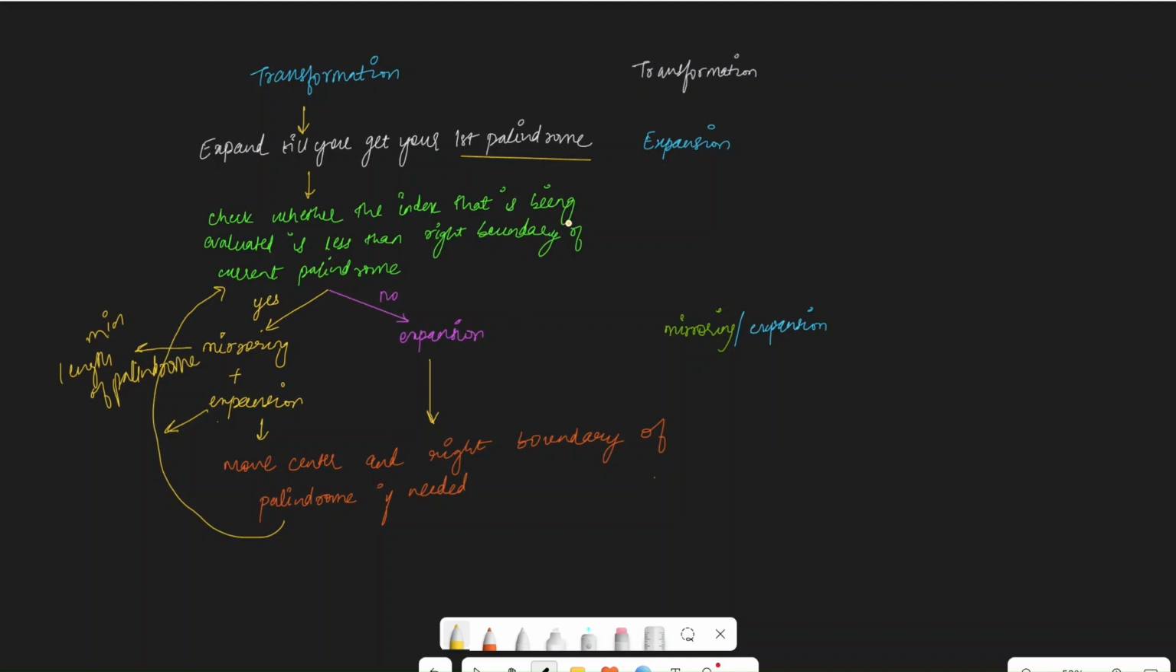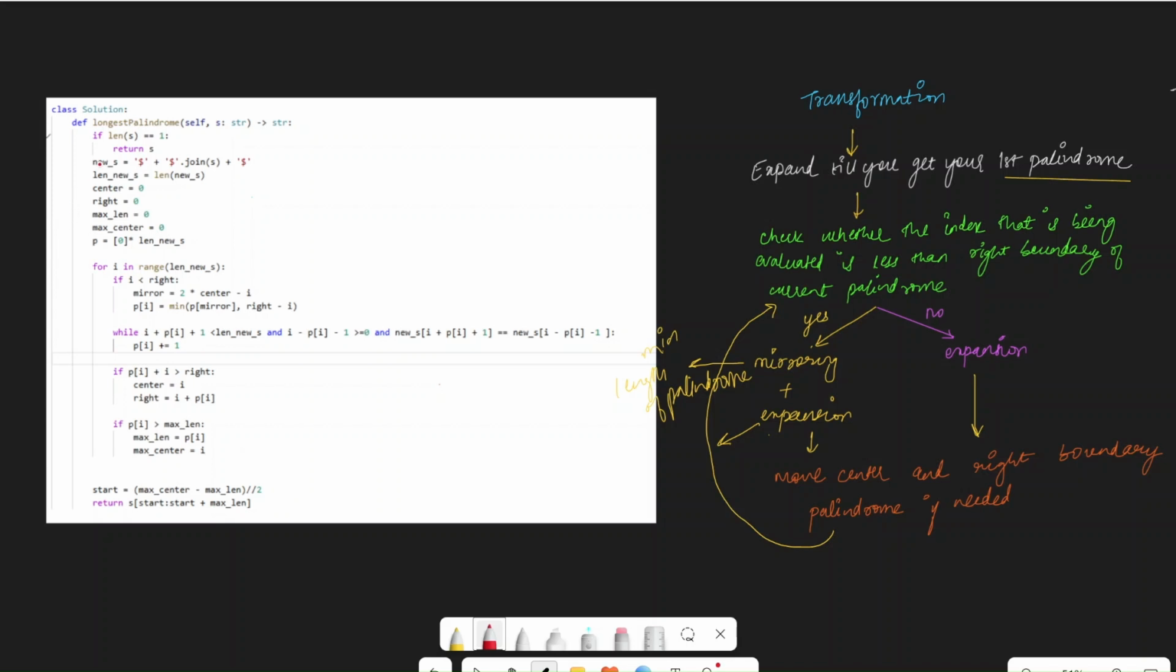This is the flow, and I'm going to replicate this flow in the code. Let's look at that. Now let us look at the code. First, here what we are doing is, if our string is of length 1, then obviously it's a palindrome in itself and we are just going to return that string. This is just an edge case.